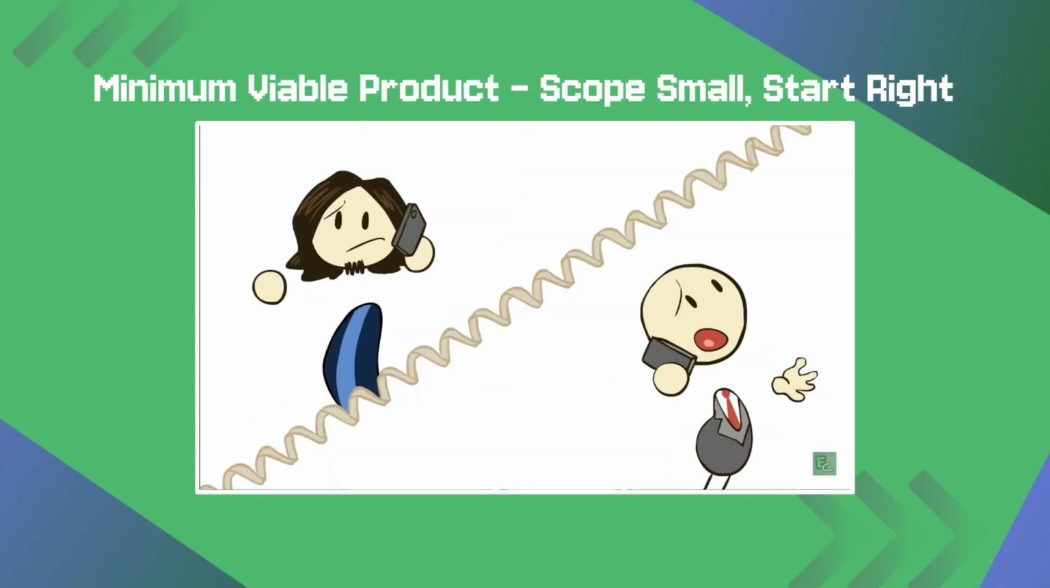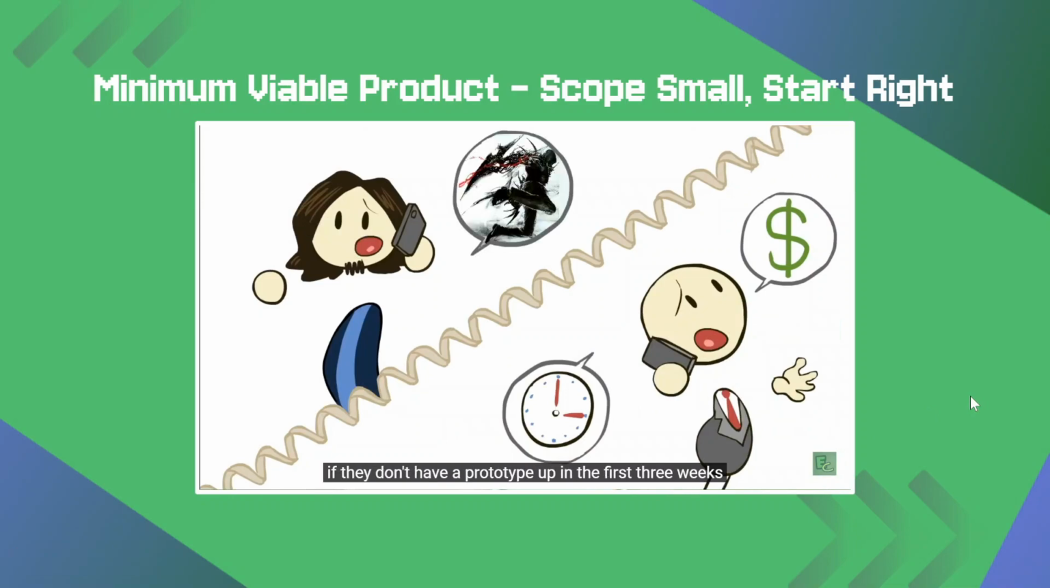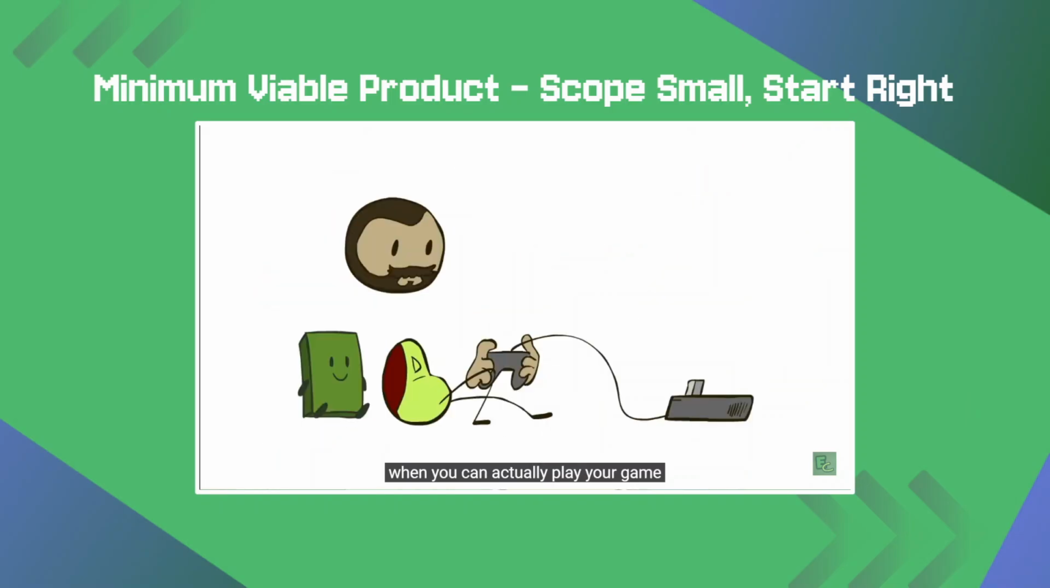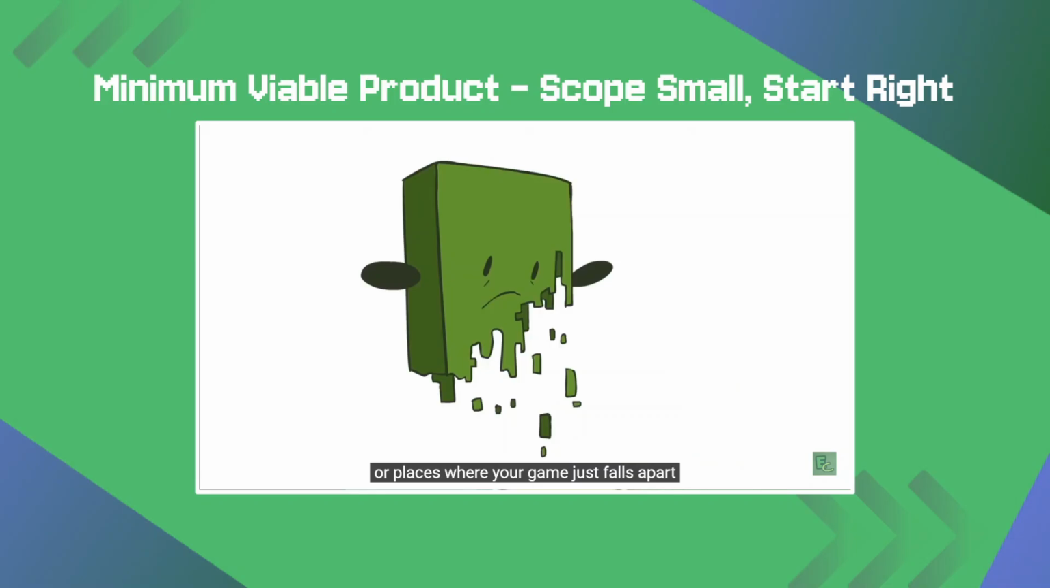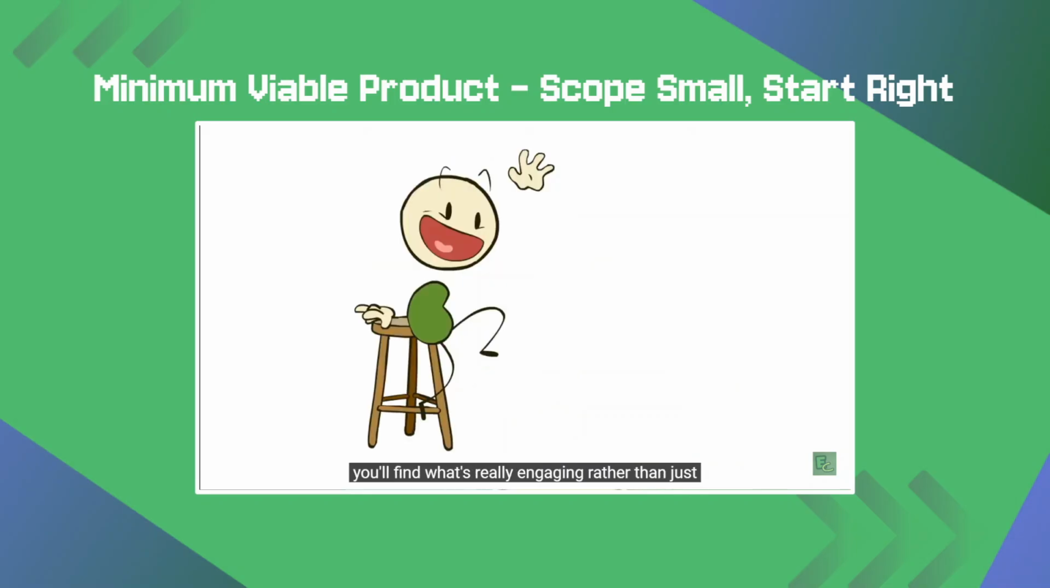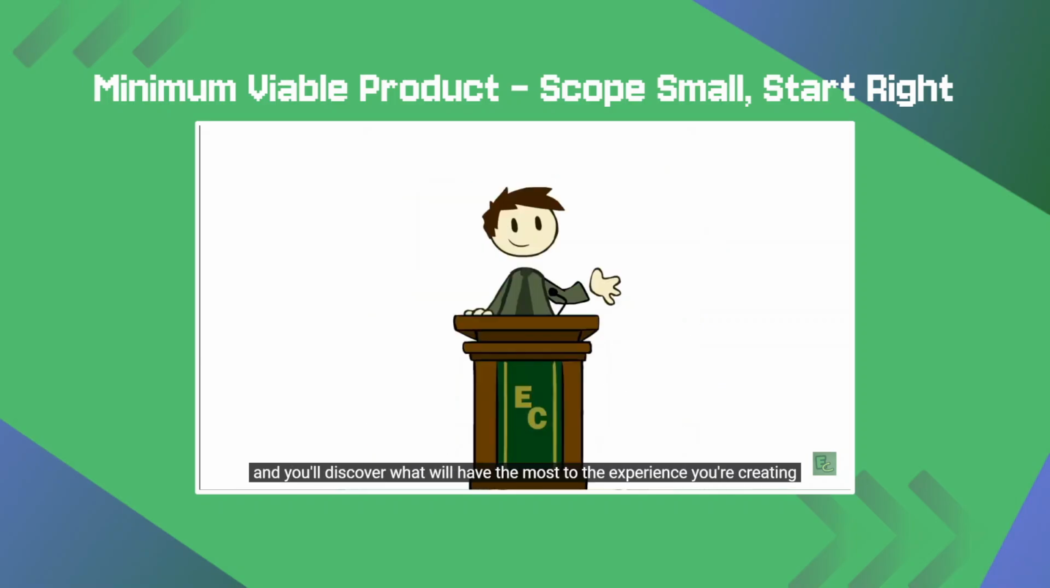Even when James is called in to work on a multi-million-dollar project that has a development time of 3 years, one of the first things he'll tell them is that if they don't have a prototype up in the first 3 weeks, they're doing it wrong. When you can actually play your game, you'll discover all sorts of things that you didn't account for when you were just designing the game in your head. You'll find edge cases where your mechanics are broken, or places where your game just falls apart. You'll find what's really engaging rather than just trying to build something that you hope is engaging, and you'll discover what will add the most to the experience you're creating.